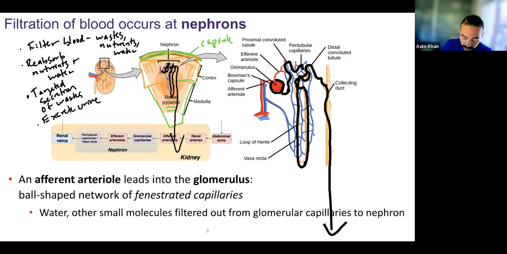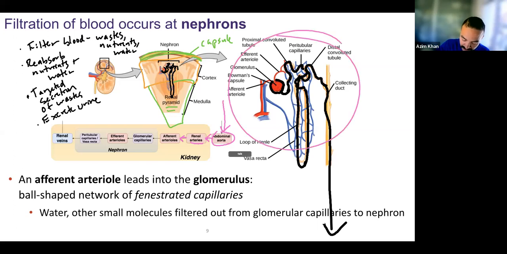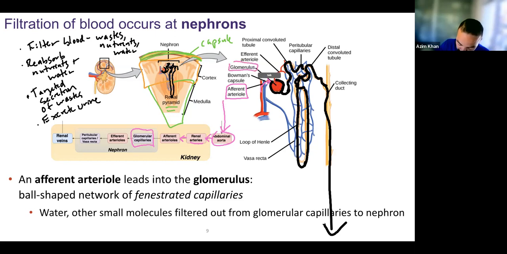excrete urine. So in order for blood to come in towards every single nephron, we need blood to come in through the abdominal aorta, enter the kidney through renal arteries. We'll branch to something called afferent arterioles. You can see in this picture over here on the right side, an afferent arteriole is coming in. We branch to something called glomerular capillaries. Glomerular capillaries, or just glomerulus, is this ball-shaped set of capillaries.